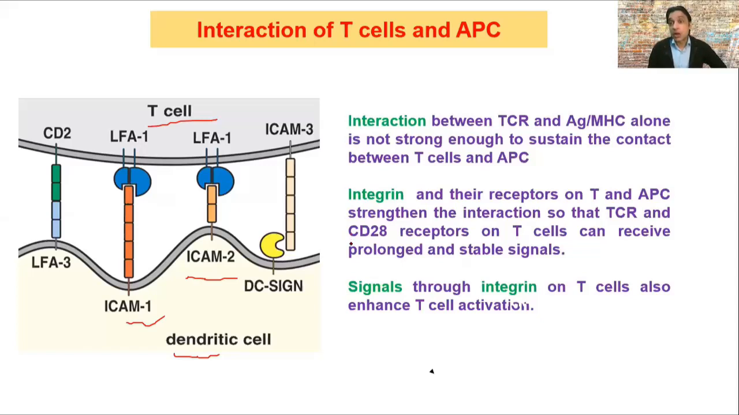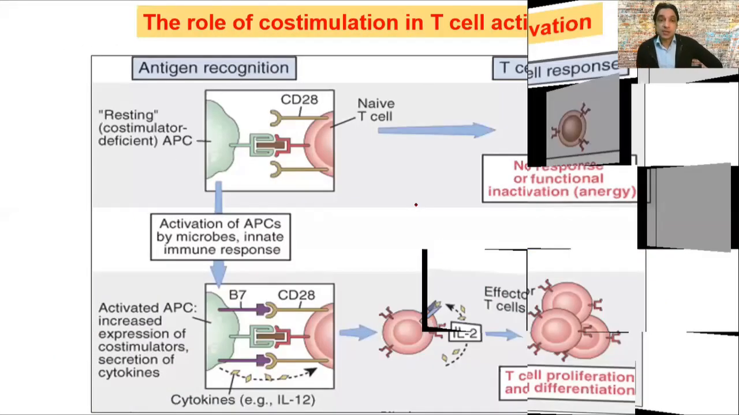The cellular proteins, the cytoskeleton proteins, are very, very important signaling proteins because they help the cells to sense what is present outside the cell. So these proteins are also involved in stabilizing the connection between the T cell and the antigen presenting cells.